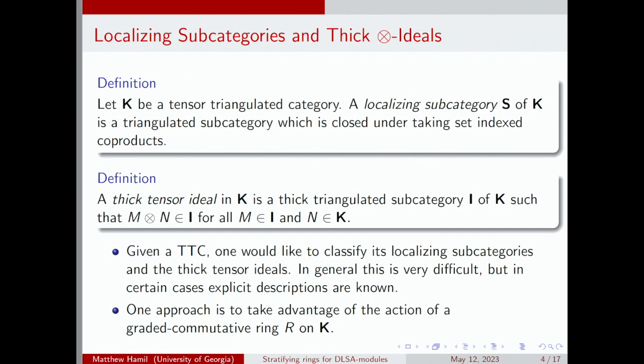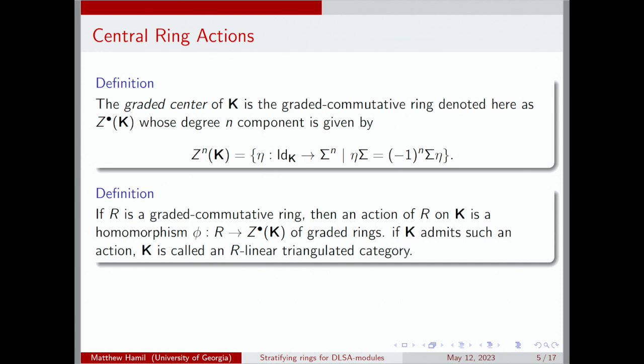If you have a TTC, we define the graded center as being a graded commutative ring, and in degree n it consists of natural transformations from the identity to the shift n, subject to this condition about commutativity up to sign with the shift. And if you have a graded commutative ring R, then an action of R on K is a homomorphism from R to the graded center, a homomorphism of graded rings. And if your category K admits such an action, then we call K an R-linear triangulated category.